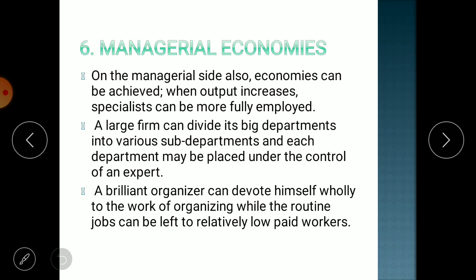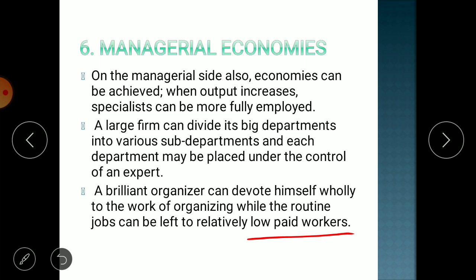A brilliant organizer can devote himself wholly to the work of organizing, while the routine jobs can be left to relatively low paid workers. What happens in a joint stock company? Take the example of the managing director and CEO. They are just taking strategic decisions, and all the routine activities of purchasing, marketing, production, and everything will be given to the low paid workers. We term it here as a departmental manager.